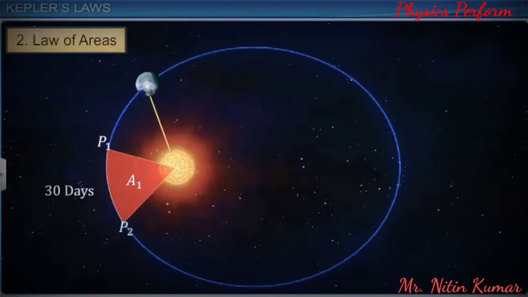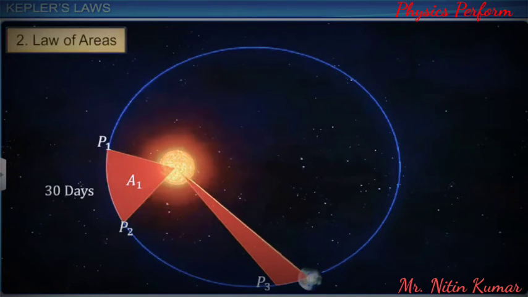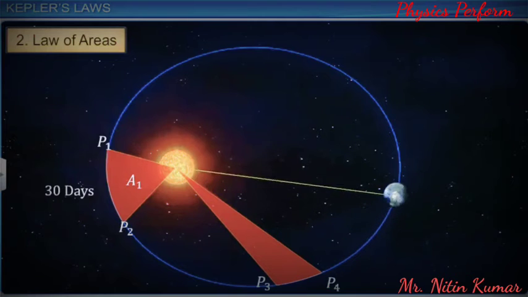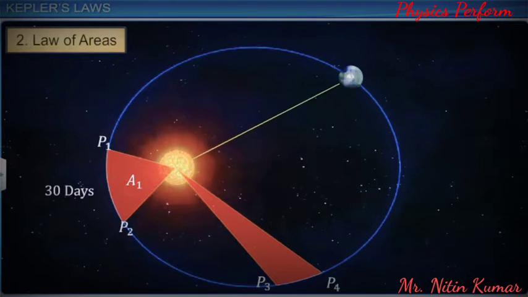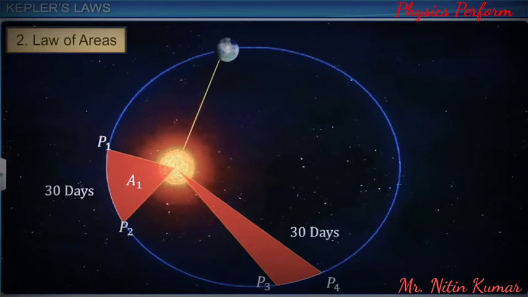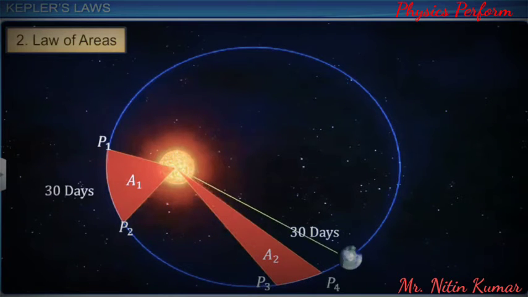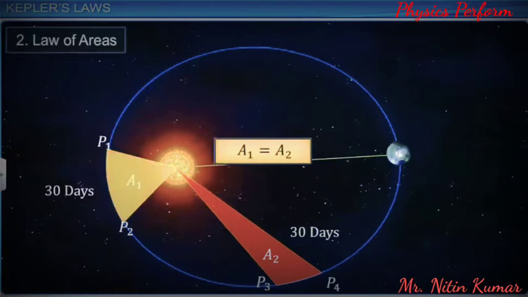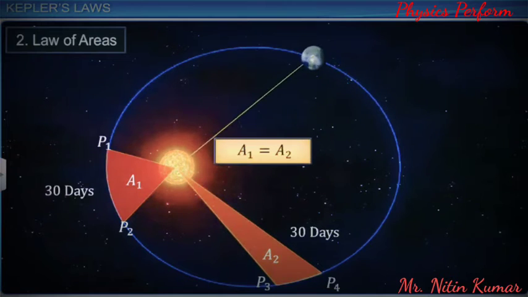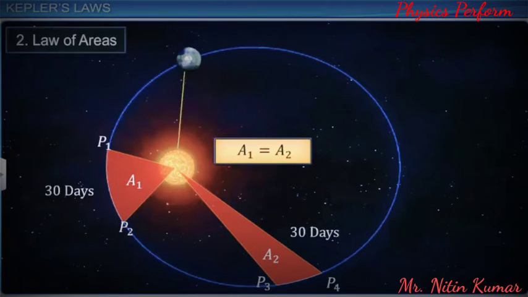Similarly, let P3 and P4 represent two positions of the Earth during its revolution for a 30-day duration, represented by A2. According to Kepler's second law of planetary motion, area A1 equals area A2. The concept of Kepler's second law can be understood by the fact that the angular momentum of the planet revolving in its orbit remains constant.